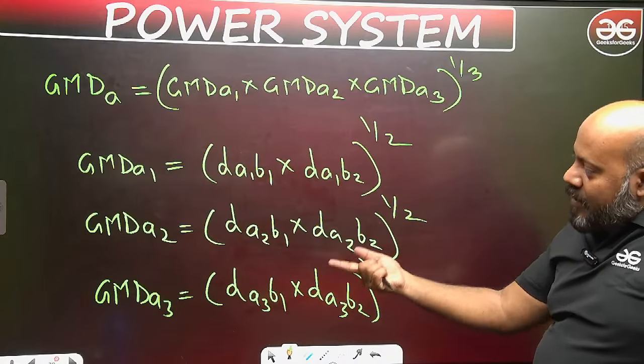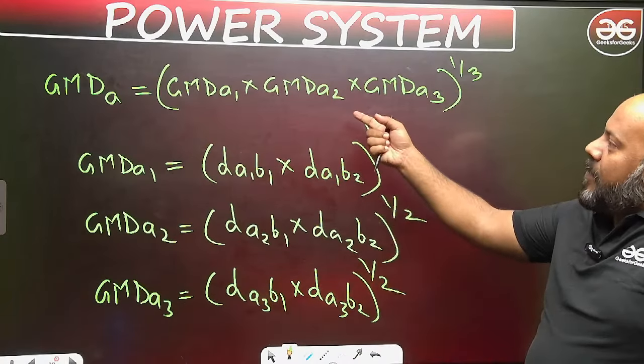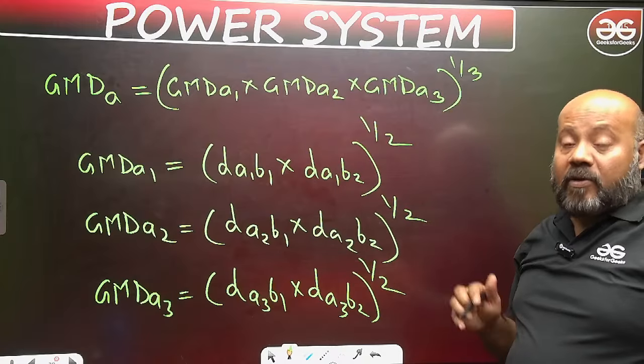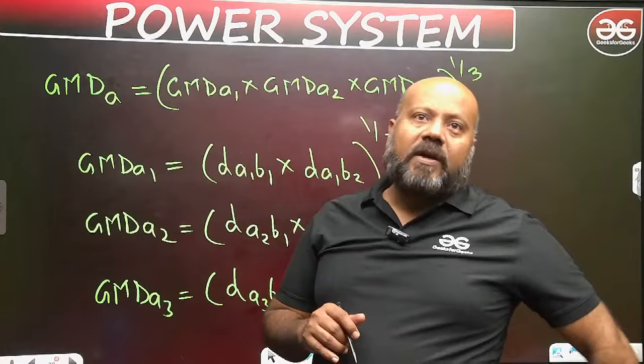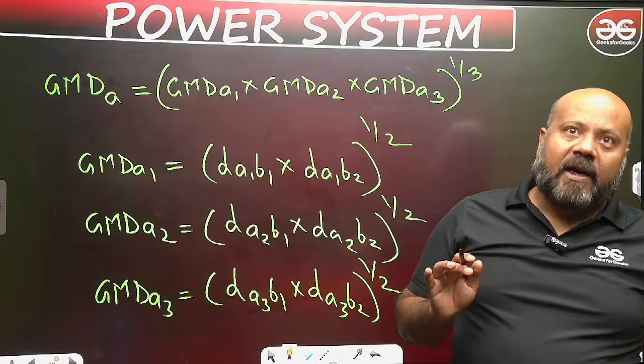The moment you calculate GMD for A1, A2, A3, put them here and you will get the GMD for A. I am not doing the exact calculations, that will take time. So you can just do it as homework. I am telling you the procedure.